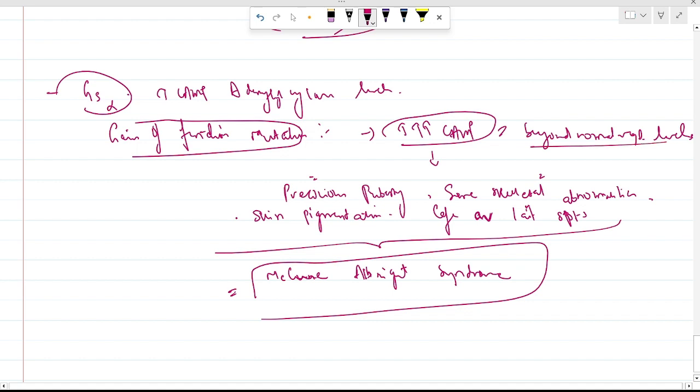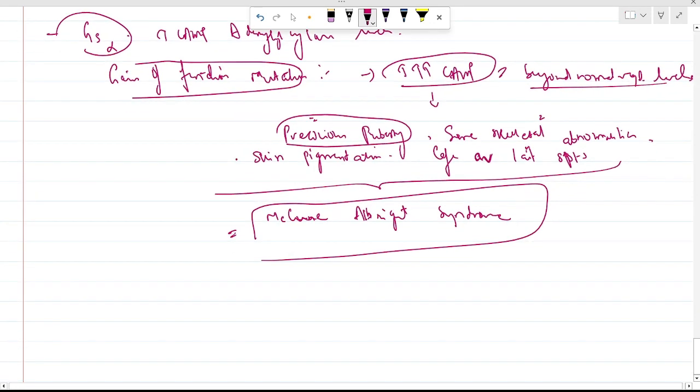which leads to features such as precocious puberty, where puberty ascends very much earlier than required. There are some skeletal abnormalities due to defects in growth. There is a skin pigmentation, this type of pigmentation called cafe au lait spots. These are the features of McCune-Albright syndrome.